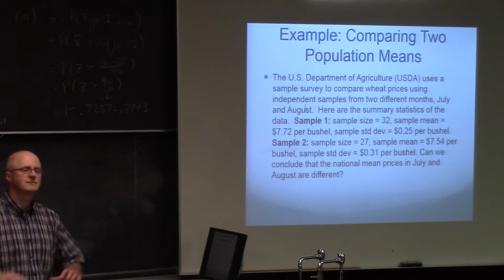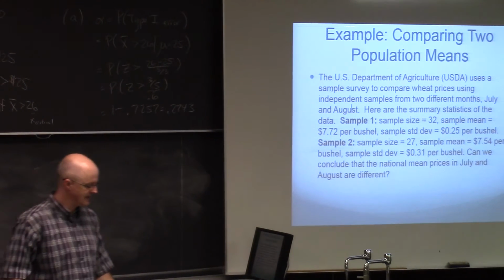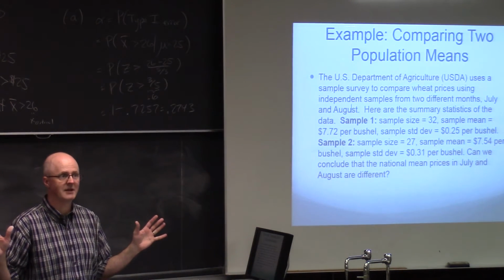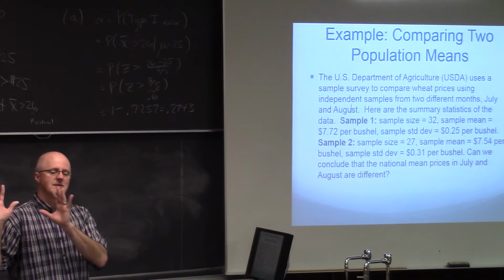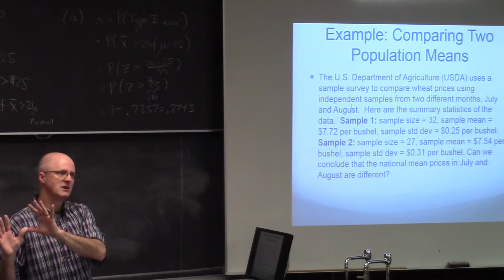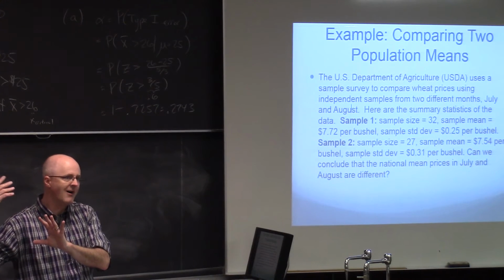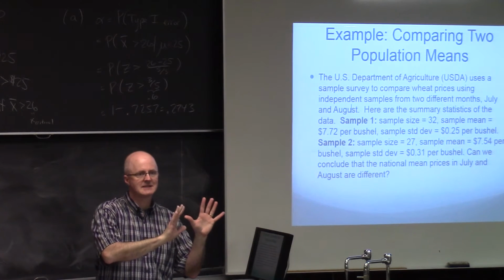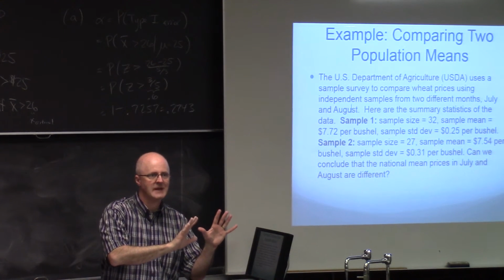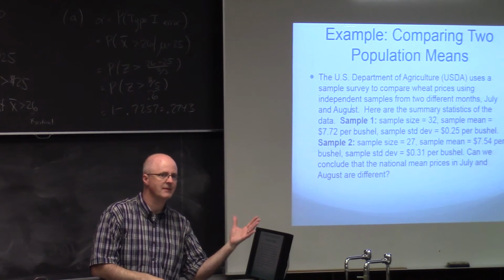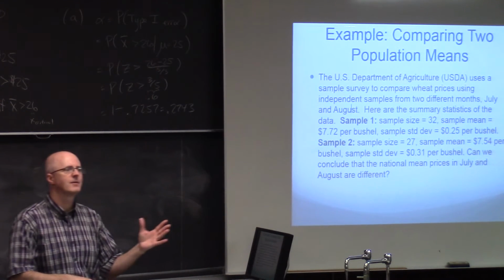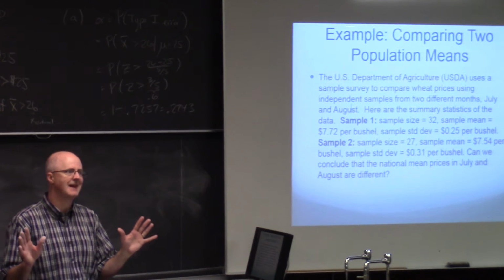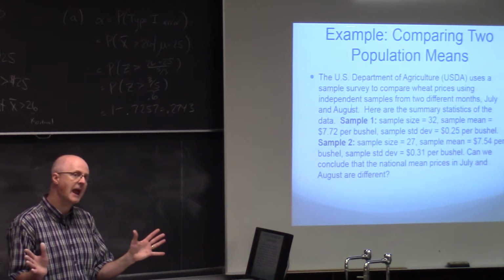All right, so what do we have here? What's the big idea of this setting? You've got these two populations, not one. Wheat prices per bushel in July for all sales of bushels of wheat in the country, and wheat prices per bushel in August for all sales in the whole country. Those are your two populations. You'd like to know the means of those populations, and are those means different or the same?